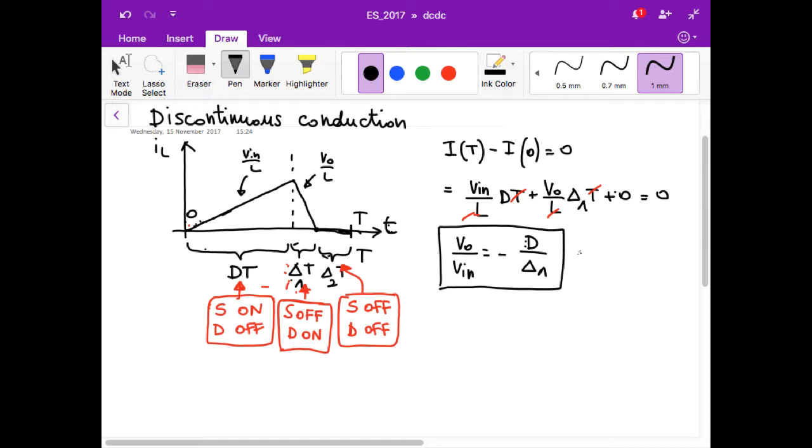And of course, we can repeat the same consideration that we have done before. The ratio of the output voltage to the input voltage, because the converter ideally does not dissipate anything, is also equal to the inverse of the ratio between the input current and the output current.